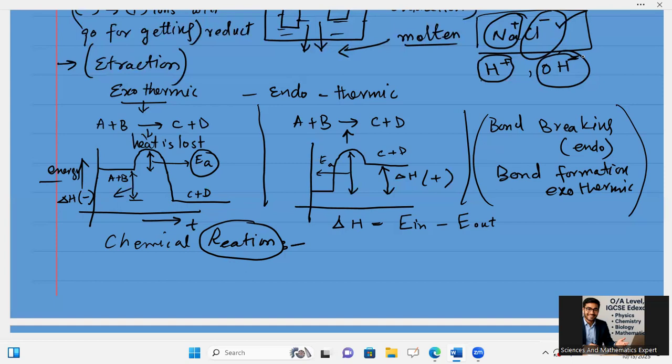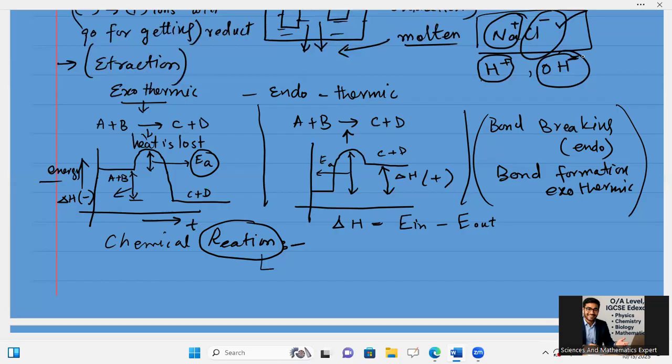The minimum energy required is called activation energy, and the number of successful collisions depends on the number of particles per unit volume. For example, if you provide a large amount of water with a small amount of sugar to dissolve, it will dissolve at a much faster rate. So the frequency of collision will be larger. And if you want to increase the rate of reaction, concentration matters.